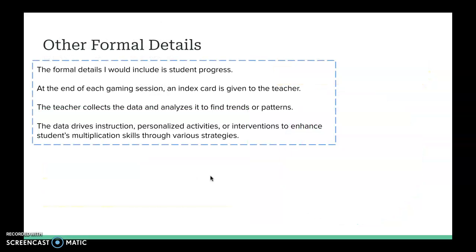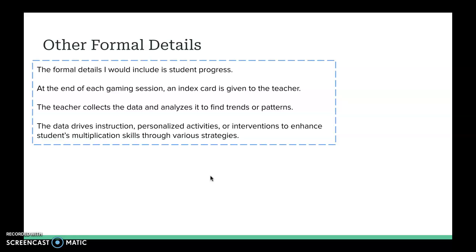And to go over the other form details, just to close out my presentation, the form of details that I would include is student progress. This is really what this game is based off of. It includes elements of serious fun because a student is bettering their mathematical skill set through multiplication fluency facts. And I, as the teacher, want to make sure that this game is helping them do so.